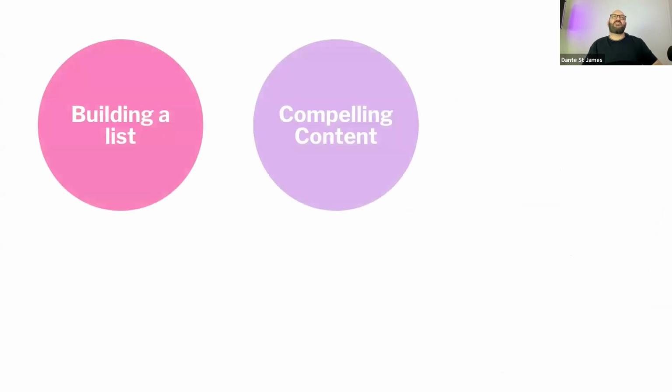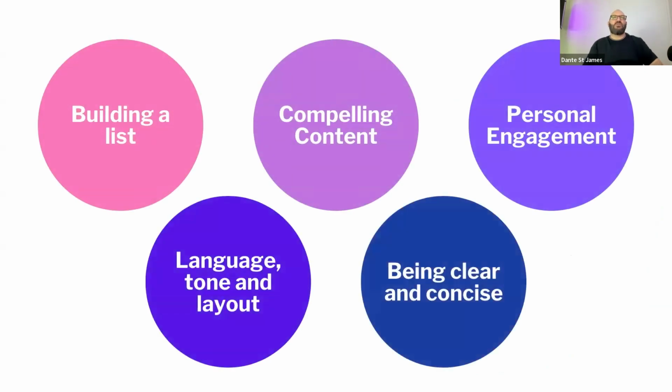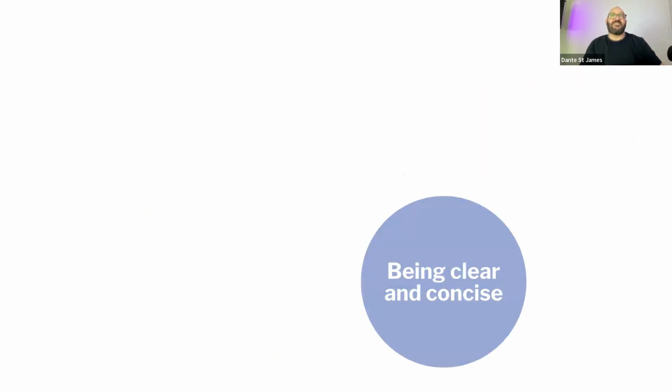Well, we start off first with building a list. Then we build compelling content so people can actually be interested in what we're sending them. Personal engagement is very, very important, as is language, tone, and layout. And finally, being clear and being concise, all such important ways to make sure that you're carrying across a message that people want to read and in a format that they want to read it in. So let's break that down a bit.